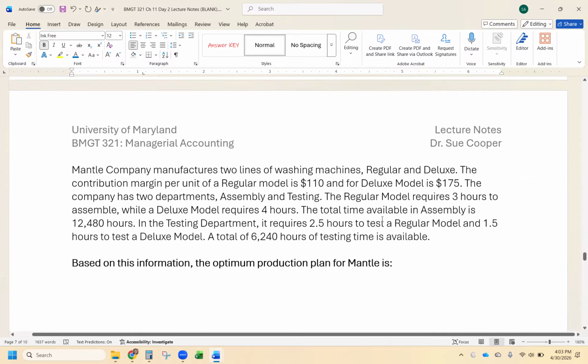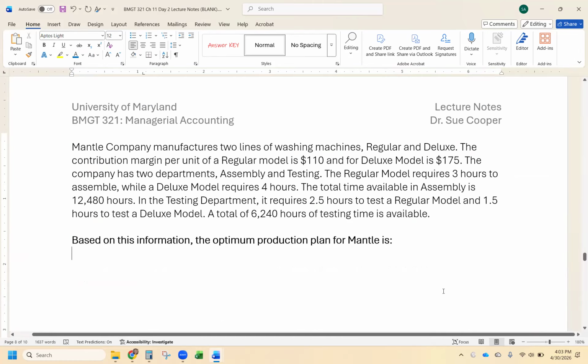So I'm going to type in some stuff. Okay, so the key on this one is very, very short on information. It just has an answer on it. So on this question, I'm going to talk you through my problem solving process.